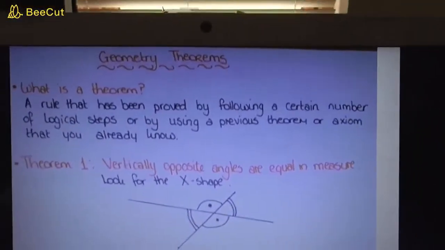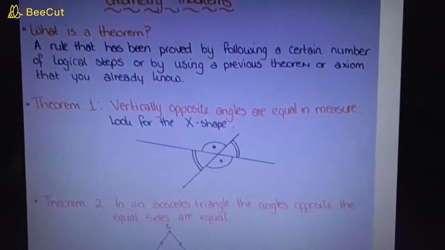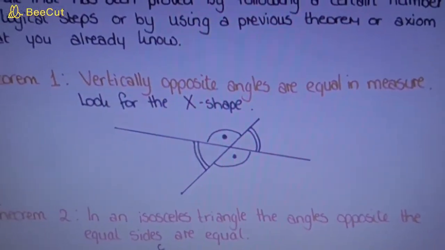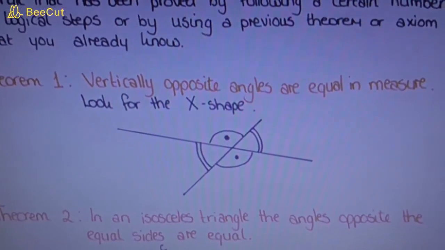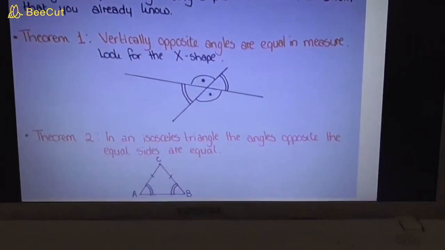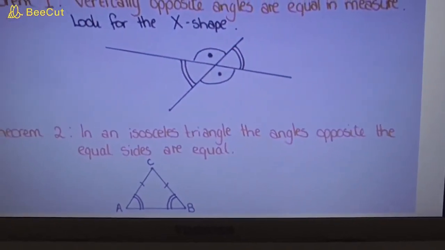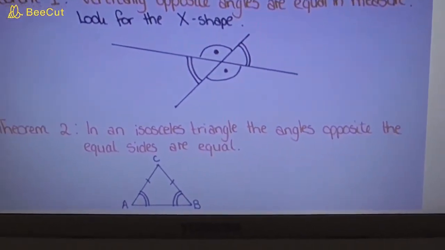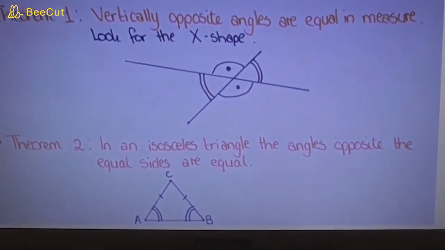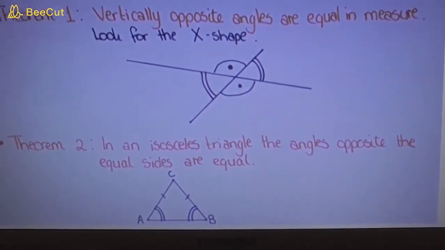Okay, so let's start then. Theorem 1, vertically opposite angles are equal in measure. We know that anyway. That's not a formal proof. We know that vertically opposite angles are equal. Theorem 2, in an isosceles triangle, the angles opposite the equal sides are equal. Again, we know that to be true for isosceles triangles. So the opposite sides are equal and opposite angles are equal in an isosceles.